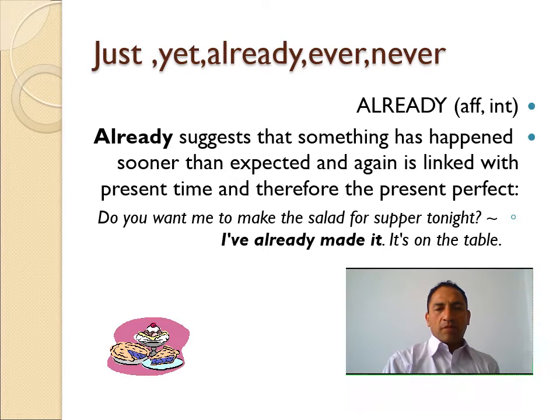Already is used in affirmative sentences and in interrogative sentences. Already suggests that something has happened sooner than expected, and again is linked with the present time and therefore the present perfect. Example, do you want me to make a salad for your supper tonight? I have already made it. It's on the table, so it is ready.